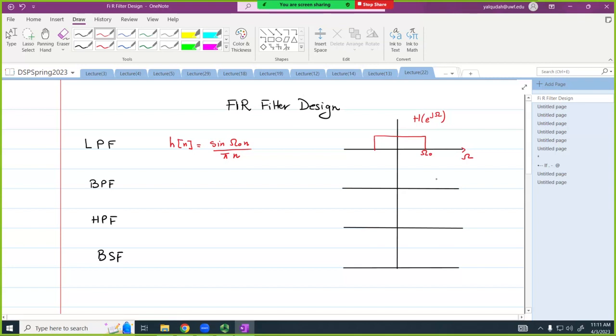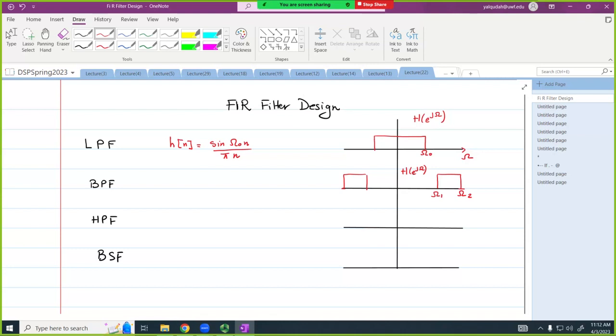The second filter is a band-pass filter, which is going to look something like this. We're going to call this omega 1. This is omega 2. What is the impulse response of this filter? Is it a sinc with... Good guess. What else?